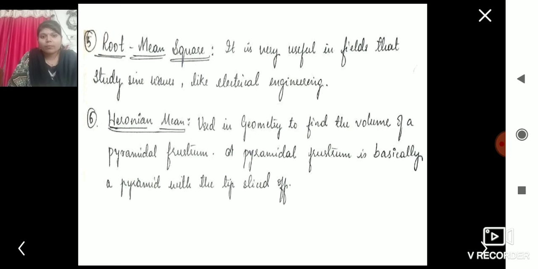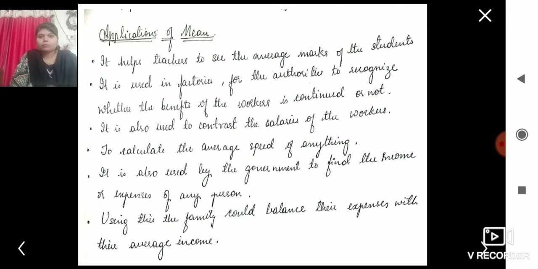Then the Heronian mean is used in geometry to find the volume of a pyramidal frustum. What is this pyramidal frustum? A pyramidal frustum is basically a pyramid whose tip is sliced off, meaning the triangle-shaped top tip is sliced off and the rest is calculated. So that is the Heronian mean.